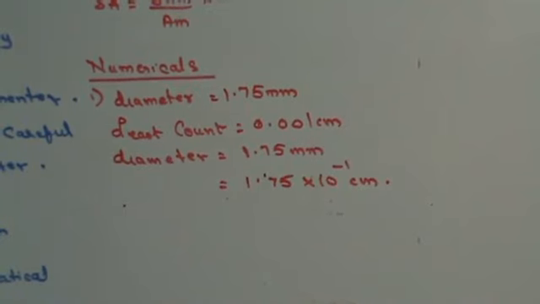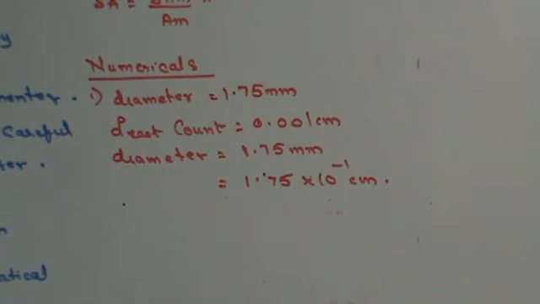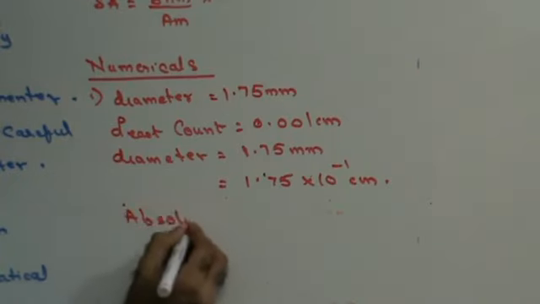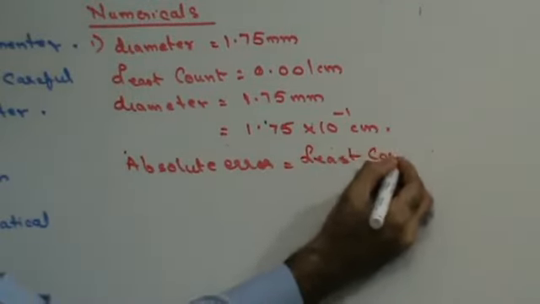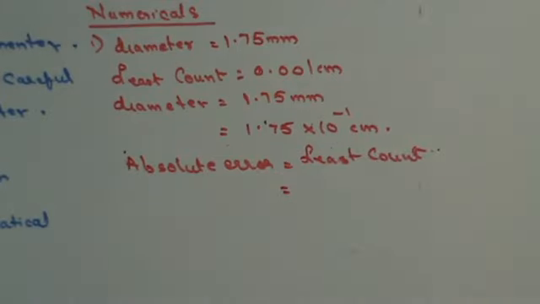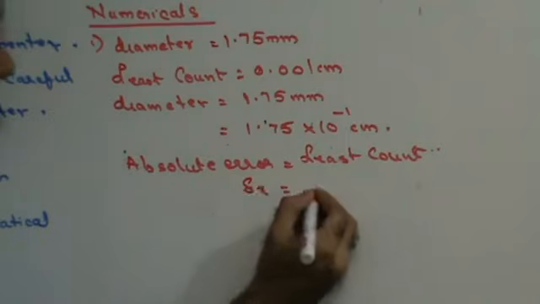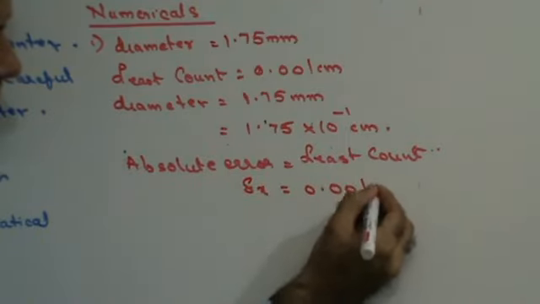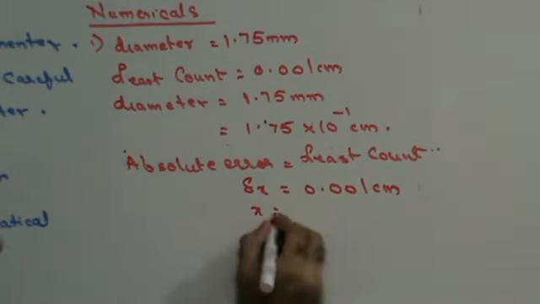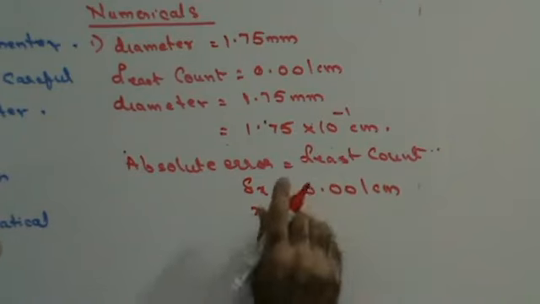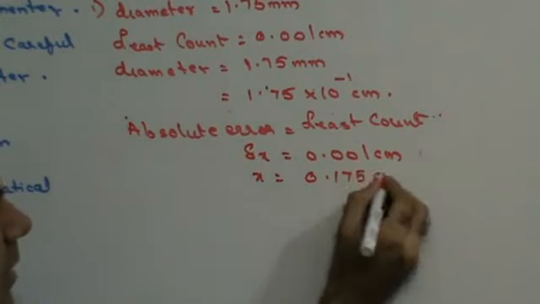Now what does least count indicate? It indicates the smallest measurement that can be accurately made by the instrument. Right? Any measurement which is less than that cannot be accurately made by the instrument. So the absolute error that the instrument can make is going to be its least count. So the absolute error is going to be 0.001 centimeters. Right? The measurement that I am making is 1.75 into 10 raised to minus 1, so that will be 0.175 centimeters.